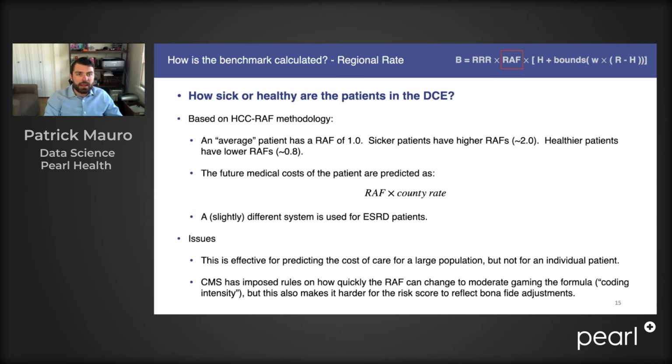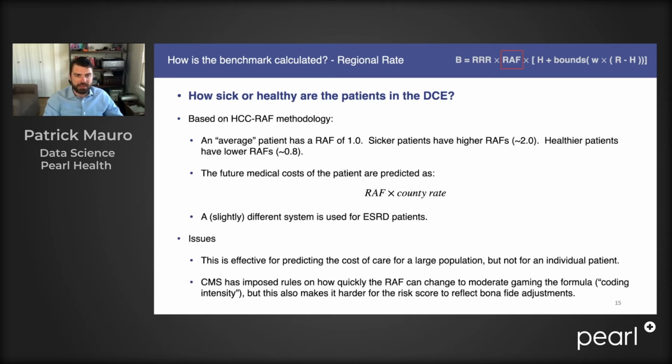So now we'll dive into the next term, or the next variable here, the risk adjustment factor. I guess the title of this slide is incorrect, but we'll change that. So we're looking at the second term here, RAF. This tries to capture how sick or healthy the patients are in the DC, or specifically in your panel, if we're doing this analysis for you. So this uses the HCC RAF methodology with which you might be familiar.